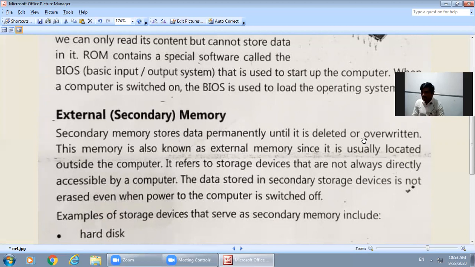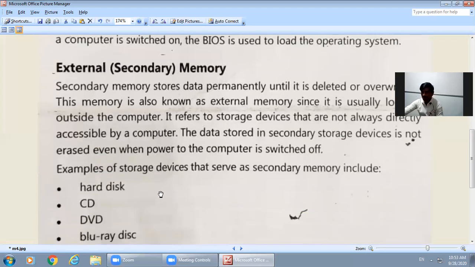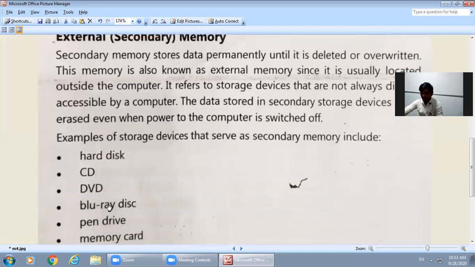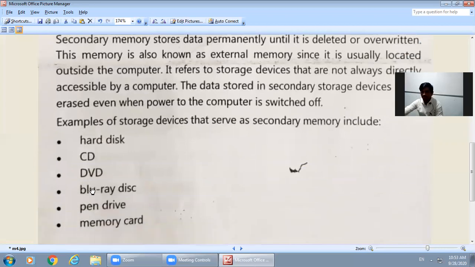The data stored in a secondary storage device is not erased even when the power to the computer is switched off. Means your data will not be erased. If by mistake your computer is shut down, data will remain as it is in that secondary device. Okay, examples of secondary storage devices are hard disk, CD, DVD, Blu-ray disc, pen drive, memory card. You have heard about all these secondary storage devices.